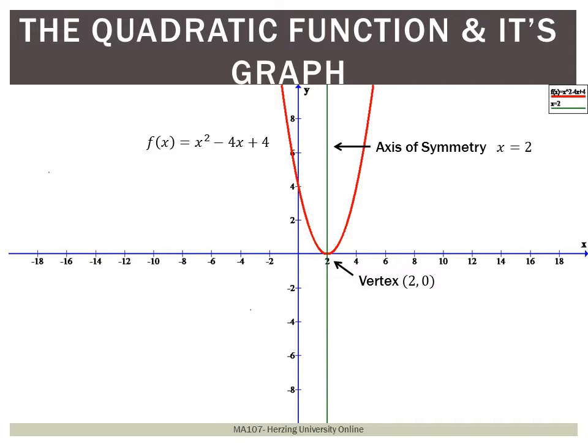This is a graph of a quadratic function f of x equals x squared minus 4x plus 4. The coefficient of the x squared term is positive, so the parabola opens upward. The vertex is at the point 2, 0, and the axis of symmetry is the line x equals 2. The axis of symmetry runs right through the vertex, and you will see the two halves are mirror images of each other.